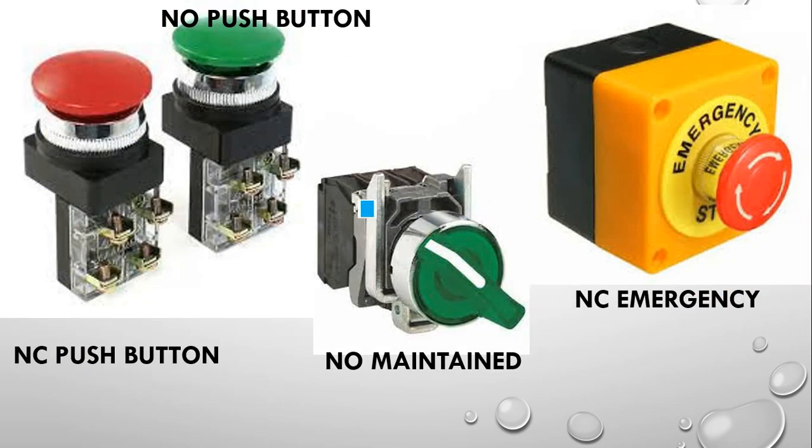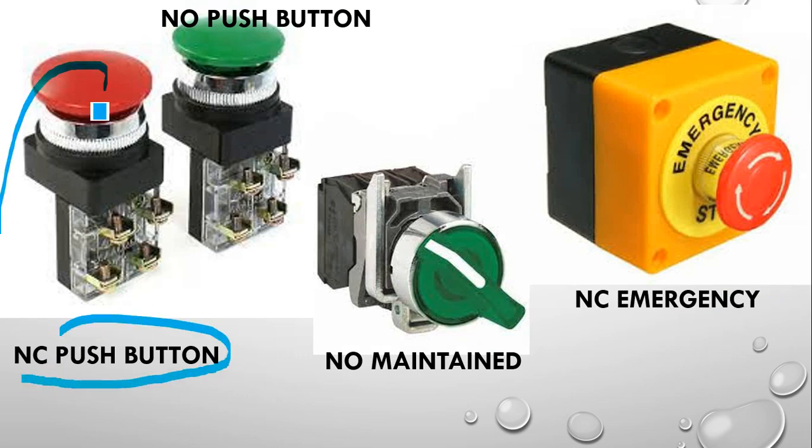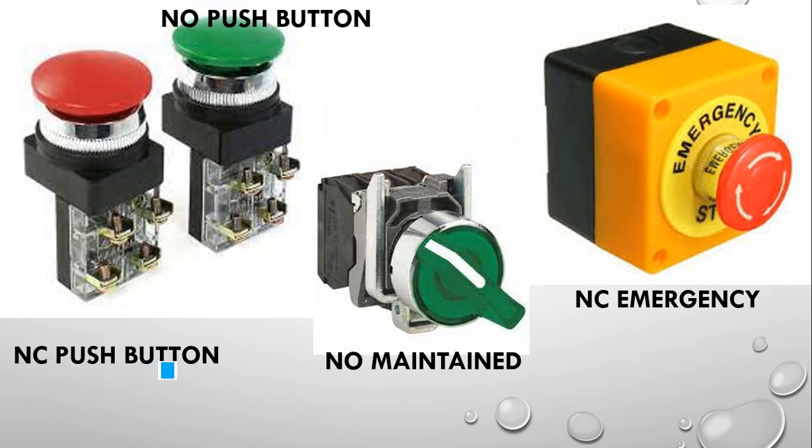And the push button switches, we will be seeing normally closed and normally open. A normally closed push button is indicated by a red button. That will be normally closed. When we push, it will open. Push button means it is like a calling bell switch. While pressing, it will be activated. When we remove or take back the finger, it returns to the original condition. That is known as a push button switch.